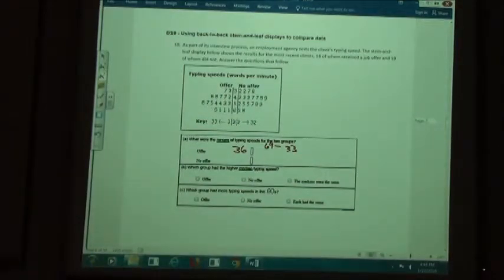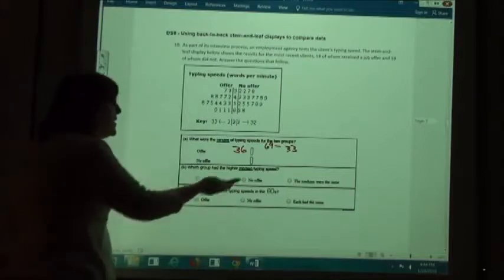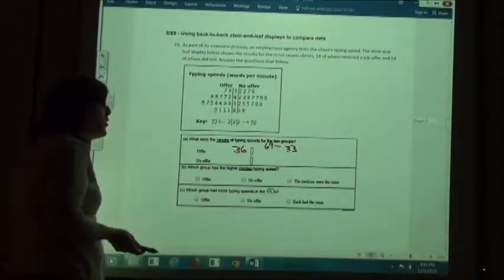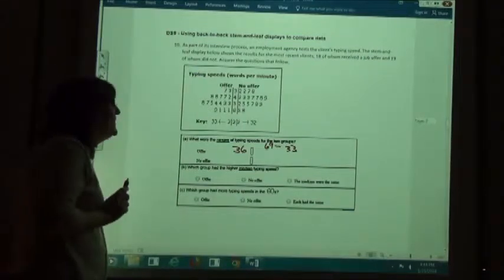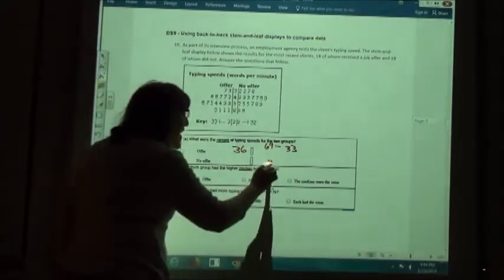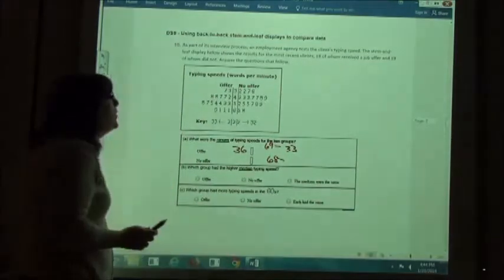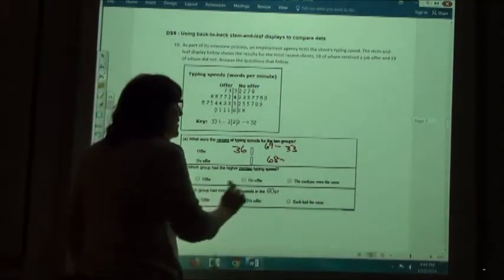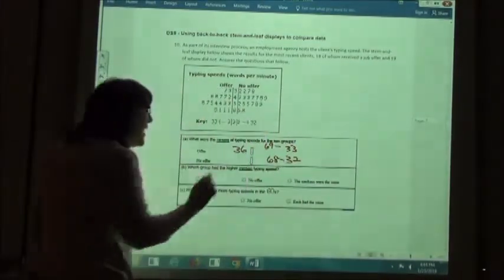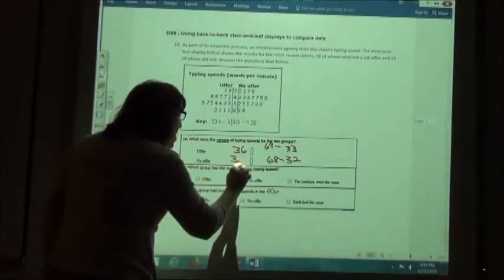No offer. So for my no offer, since I have to do the biggest one first, I'm going to start there. What is my highest no offer? 68. I'm going to subtract the lowest one, which is 32. And 68 minus 32, hey, gave me the same answer. That won't always happen. 36.